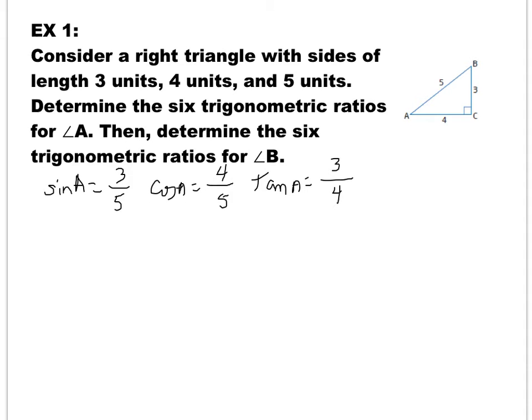Now, if you find the reciprocal of each one of them, then it's going to be the new set of trig ratios. So I'm going to say cosecant of A is going to be 5 over 3. Secant of A is going to be the reciprocal of 4 over 5, which is 5 over 4. And cotan of A is going to be reciprocal of 3 over 4, which is 4 over 3.